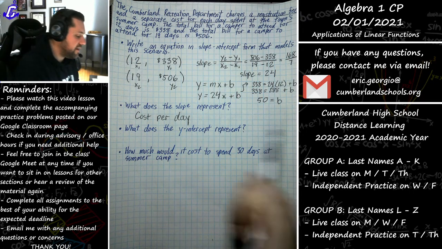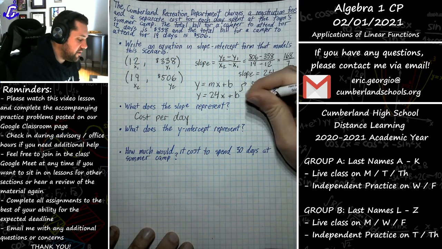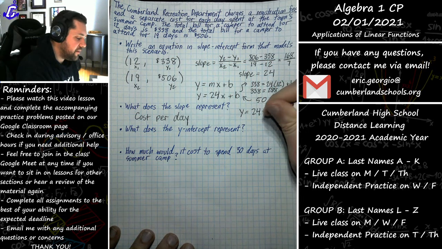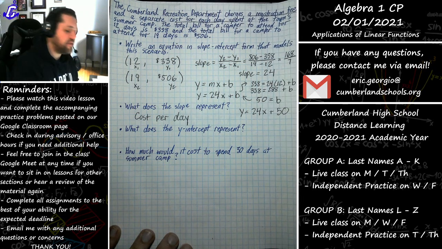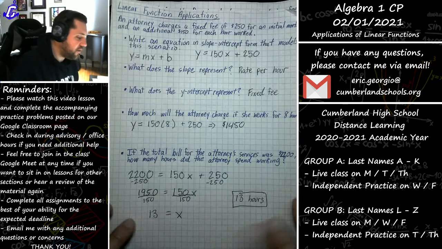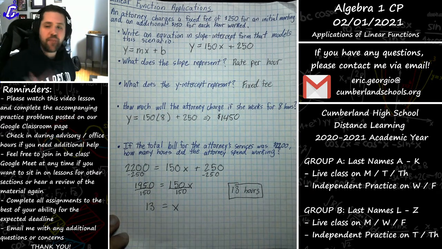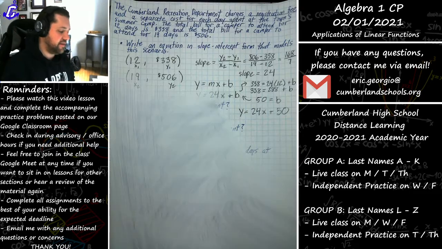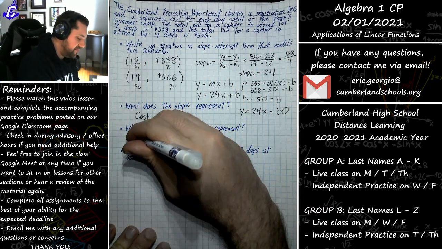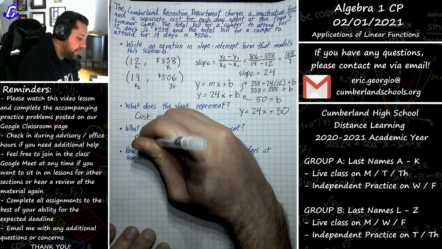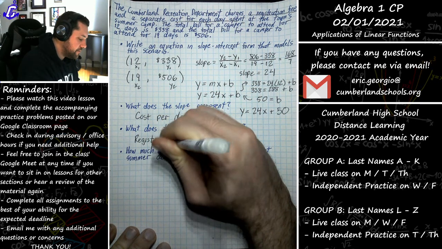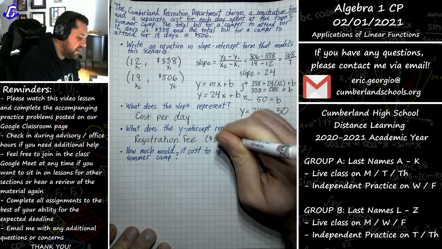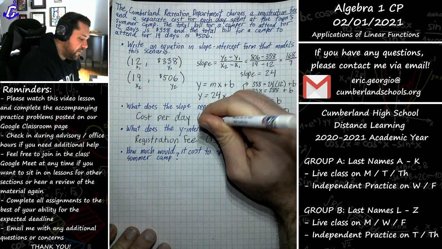And so now we could say that our formula in our y equals mx plus b form is 24x plus 50. That plus 50, just like it did over here for our first problem, now represents that initial registration fee, the one-time fee that's assessed. We'd be able to say that this is the registration fee. And again, that registration fee is $50. I should say that the cost per day is $24 per day.